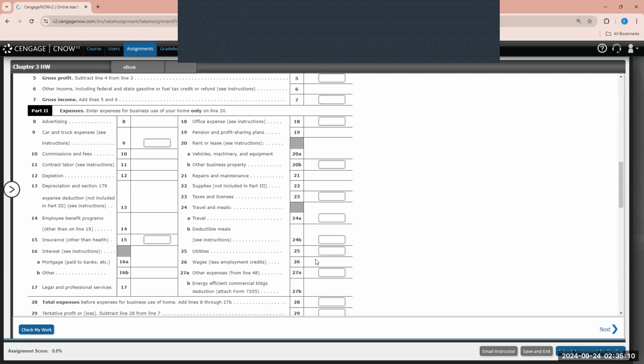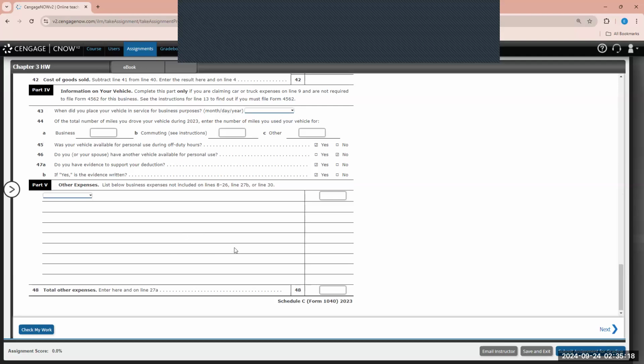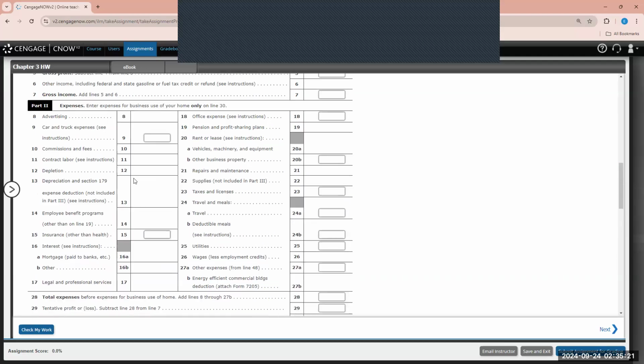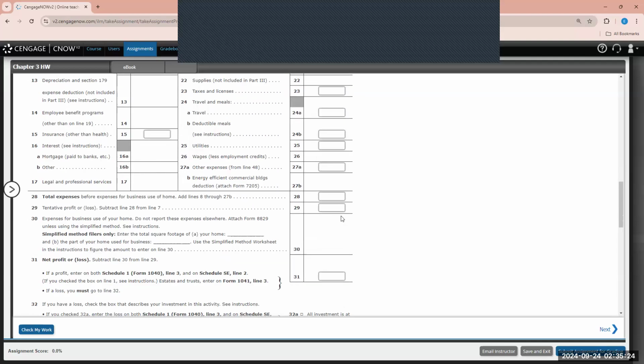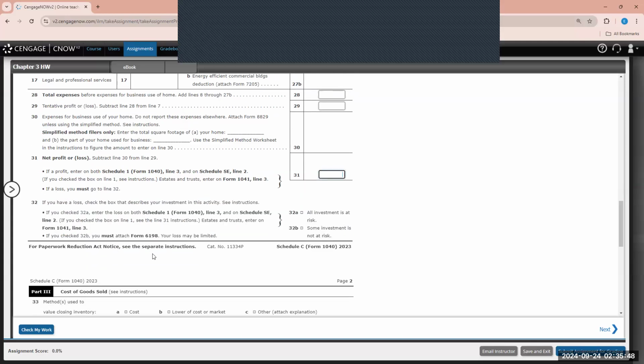And let's say there's an expense that does not have a specific line item, then 27A, you can basically list all of the other expenses in part V that do not have a corresponding line, 8 through 26. In 28, we get our total expenses. 29 represents our tentative profit or loss. If there's a home office, from there in line 30, we would essentially calculate the applicable, or rather deductible, amount of home office expenses. And from there, you get your net income or net loss. And this amount will be transferred to the face of Form 1040.